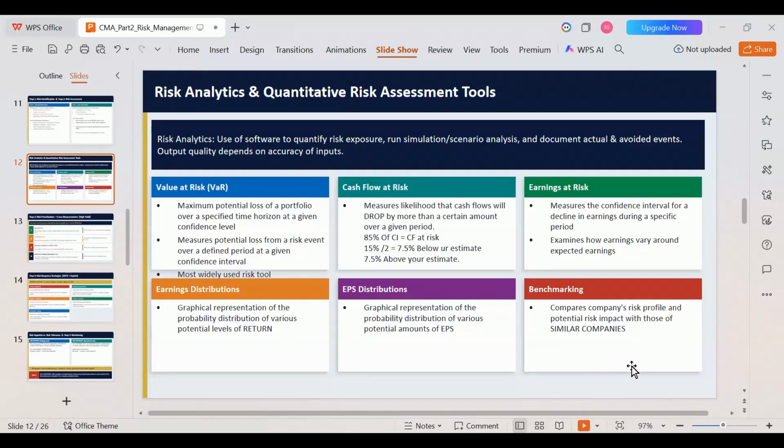Got it? Then comes your benchmarking. Here it compares the company's risk profile and potential risk impact with those of similar companies. Okay, so now what happens here? Benchmarking, we know that is comparison. So here we will be comparing the risk potential of the companies when compared to the same industry's companies who are the top performers. We'll compare our performance with our top performers. That comes under benchmarking. So these are various qualitative tools and quantitative tools that are used in risk analytics.